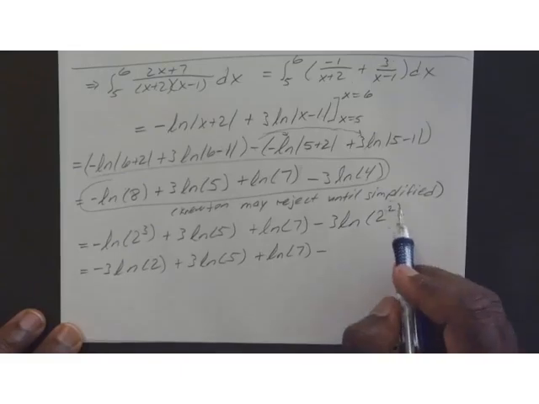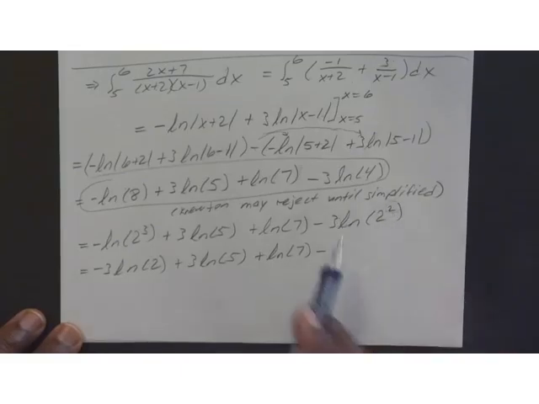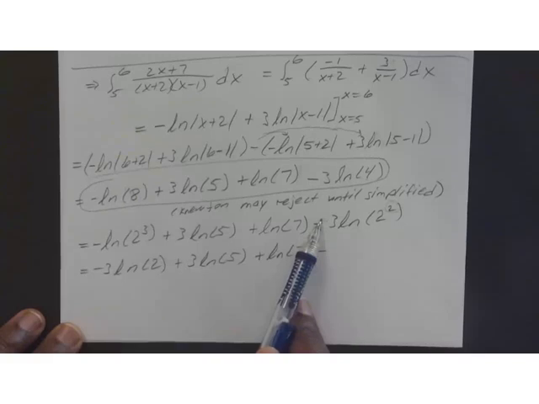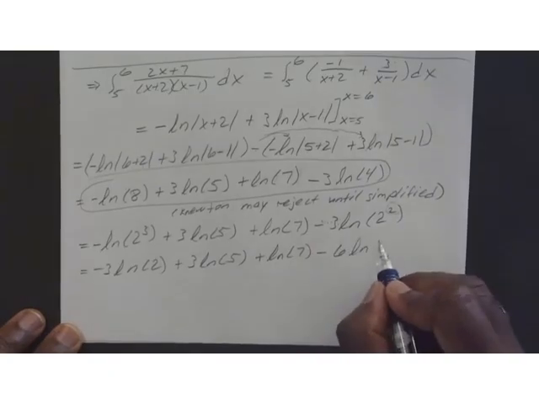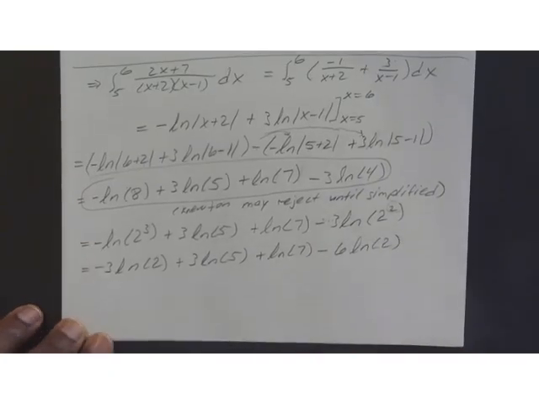Minus, we're going to get that exponent and bring it down to the front, but we already have that negative 3, so we have to multiply it. So we have negative 3 times that 2, which gives us 6 times the natural log of 2.